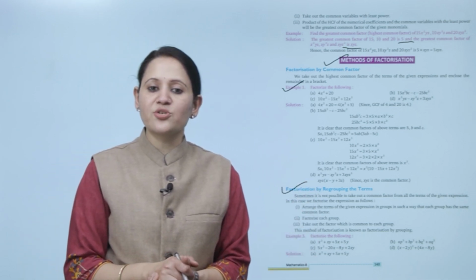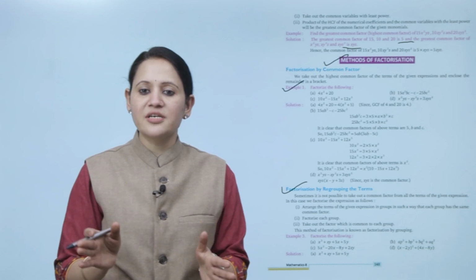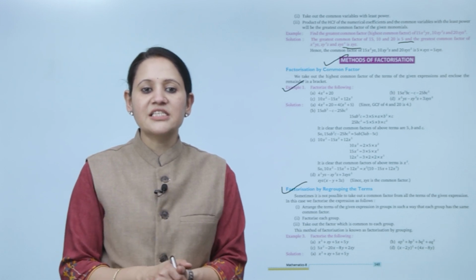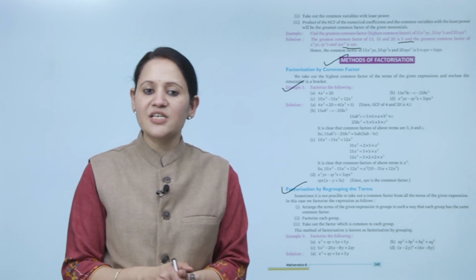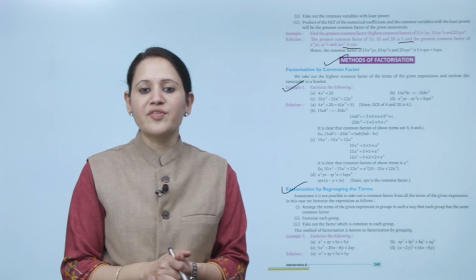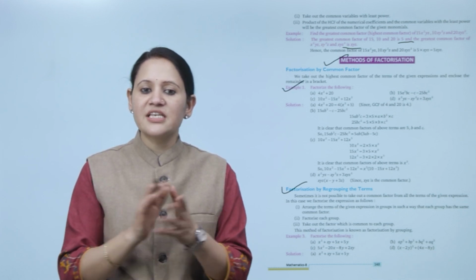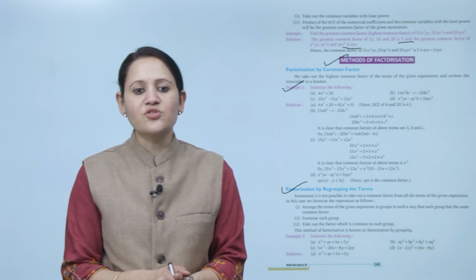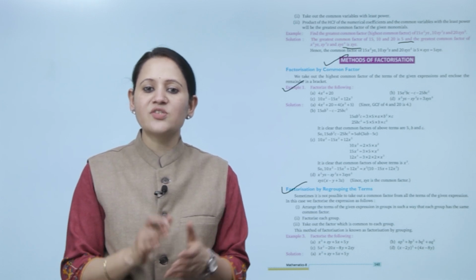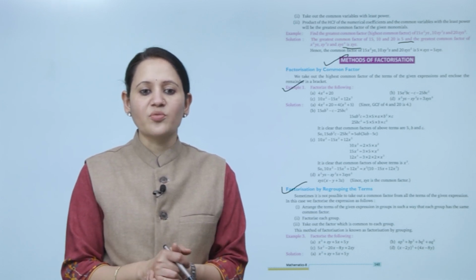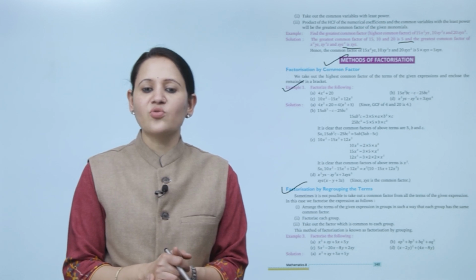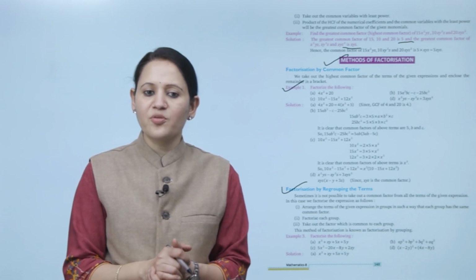Sometimes it is not possible to take out the common factor for all the terms of the given expression. In this case, we factorize the expression as follows. Arrange the terms of the given expression in groups in such a way that each group has the same common factor. Factorize each group. Take out the factors which are common to each group. This method of factorization is known as factorization by grouping.